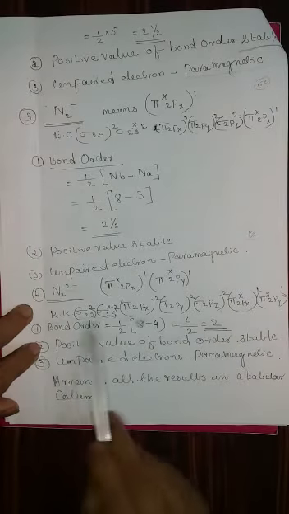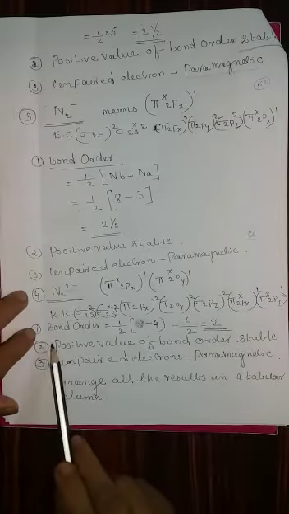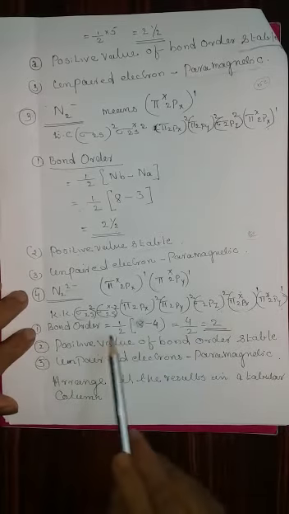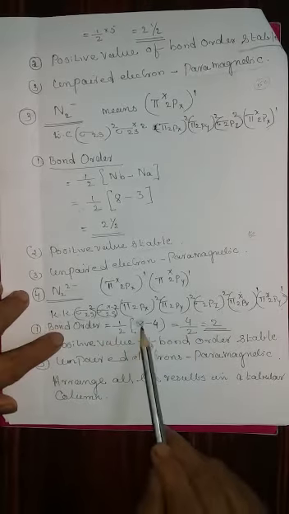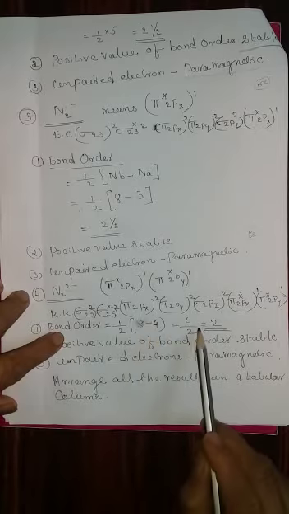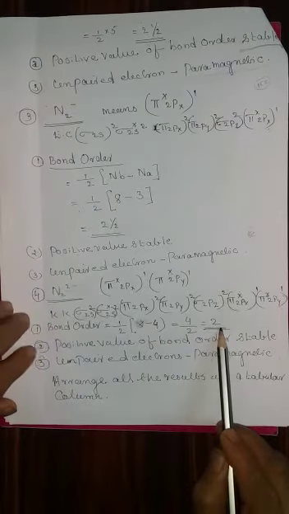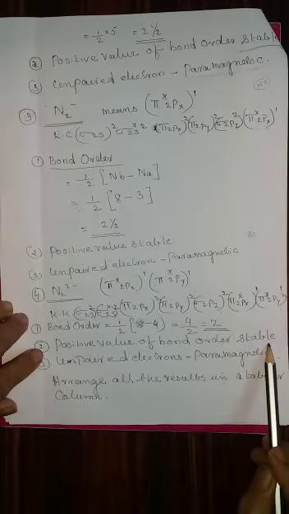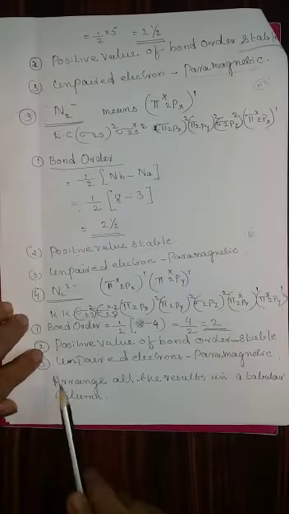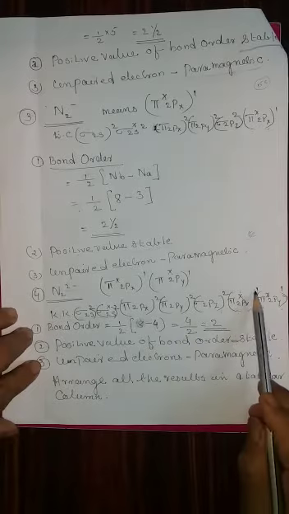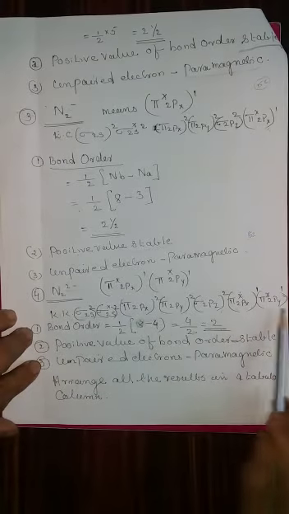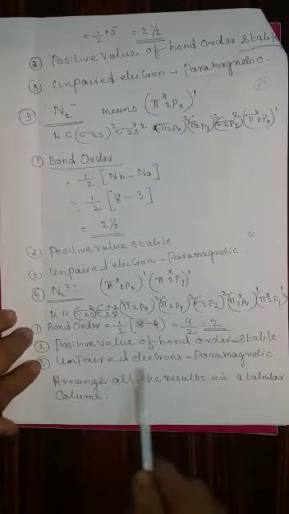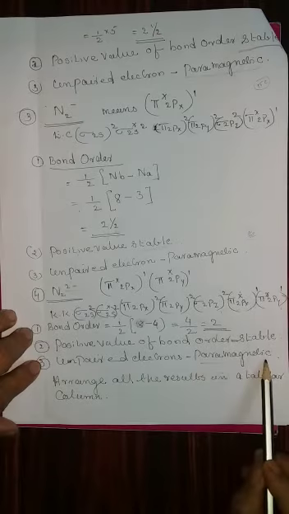And the electronic configuration is 1 mark. Bond order is half into 8 minus 4, which is equal to 4 by 2, which is equal to 2. The positive value of the bond order shows that the molecule is stable. These are the 2 unpaired electrons in the electronic configuration, which clearly shows that it is paramagnetic.